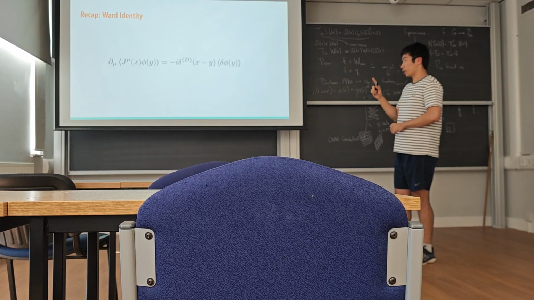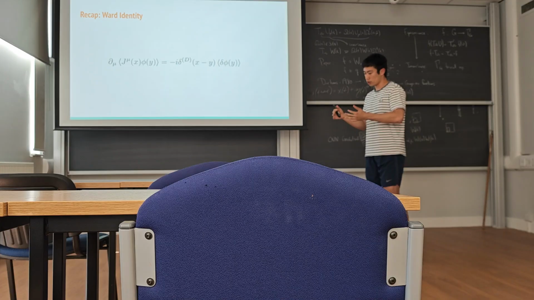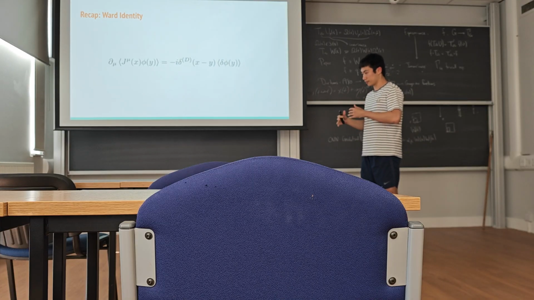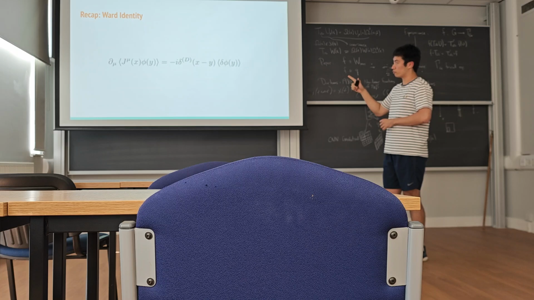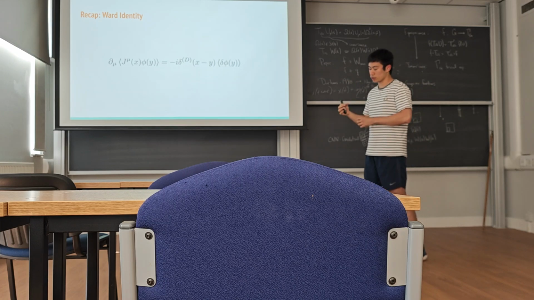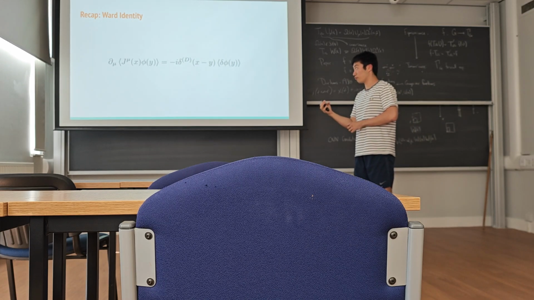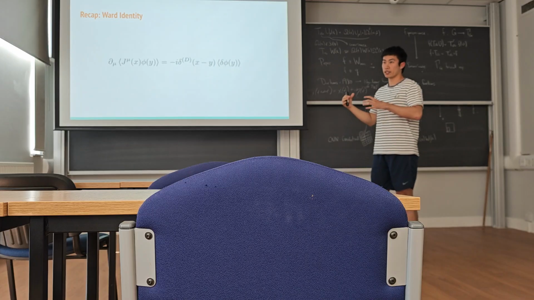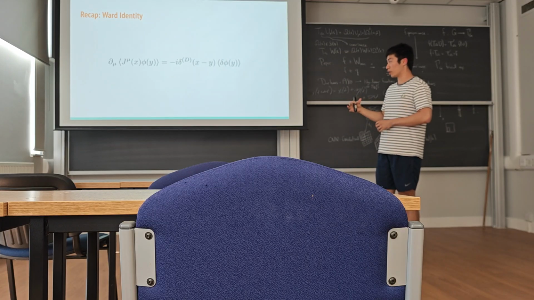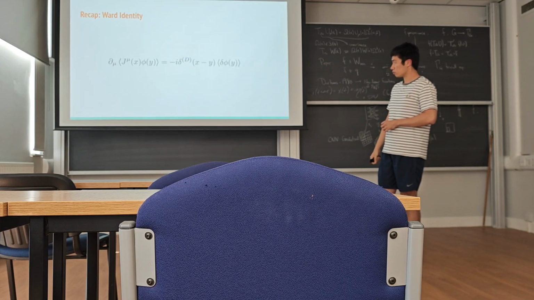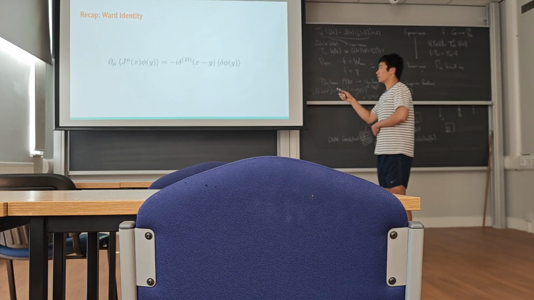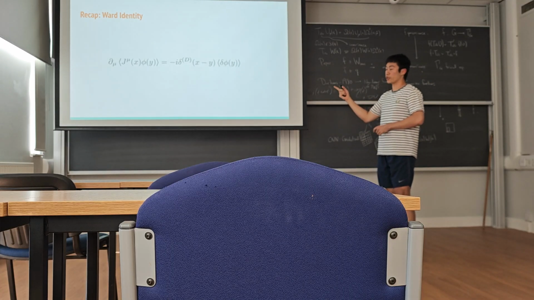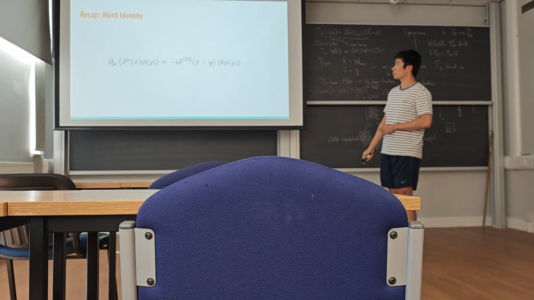In the quantum field theory context, Noether's theorem becomes a Ward identity. So here, we have the derivative of the Noether's current acting on some local field operator, and this is valid inside the correlation function. On the right-hand side, we have the Dirac delta, as well as the variation in the field operator.